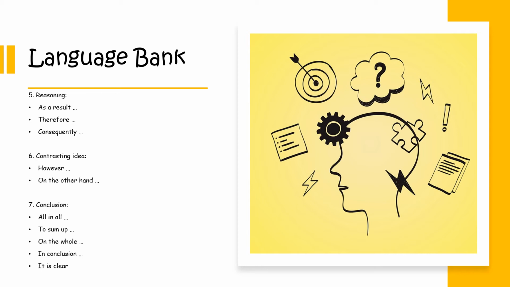Number 5, reasoning, or how do we put reason? As a result, therefore, consequently. Number 6 is to contrast the idea: however, on the other hand. And number 7 is on conclusion: all in all, to sum up, on the whole, in conclusion, it is clear.